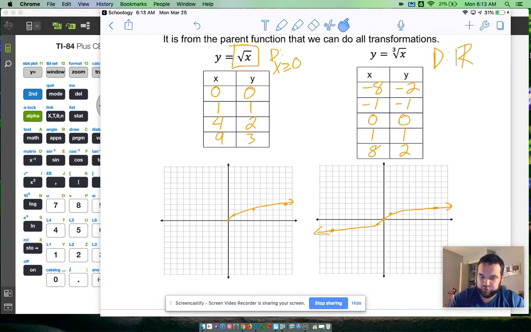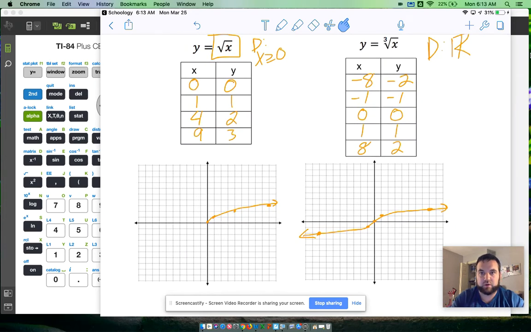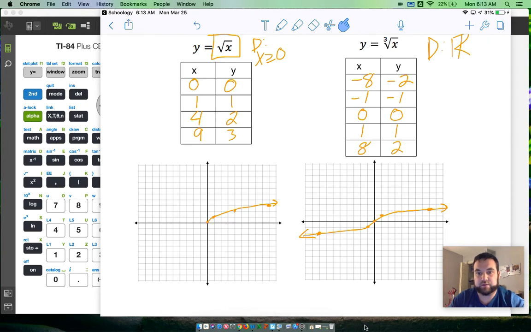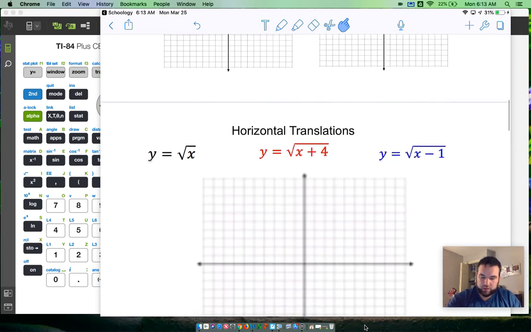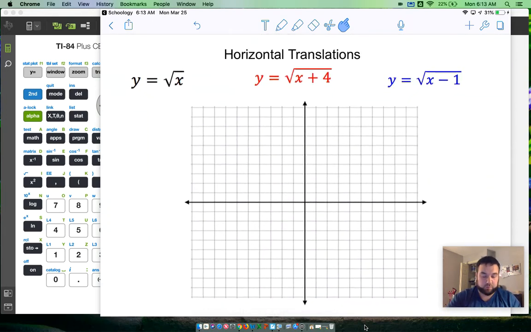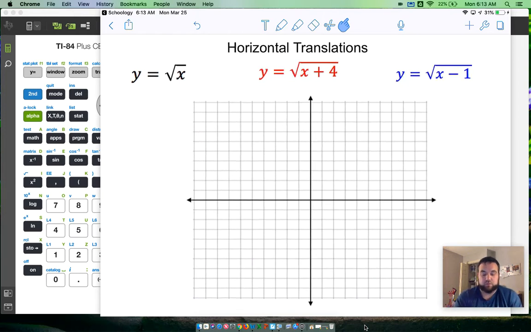So those are the two parent functions of the radicals that we're going to look at today. And what we're going to do from here is take some transformations, and we're going to see what happens when we do that. So one of the first transformations that you learned were horizontal translations. Horizontal meaning side to side, translation meaning I'm just sliding the graph back and forth.